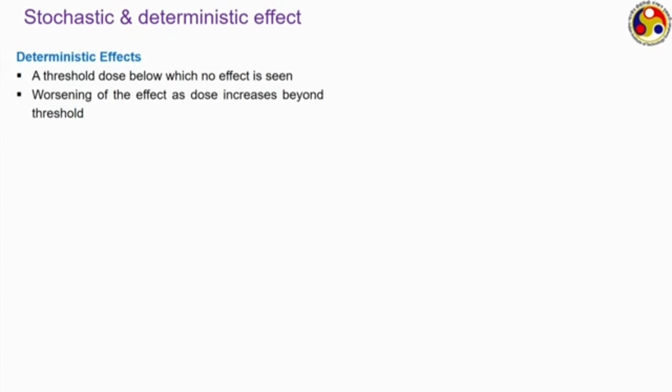So, the behavior is, if we plot something like this, with effect on this side and dose on this side, and if this is the threshold, then below this threshold you will not find any kind of effect, but above the threshold the effect keeps on increasing very, very sharply.